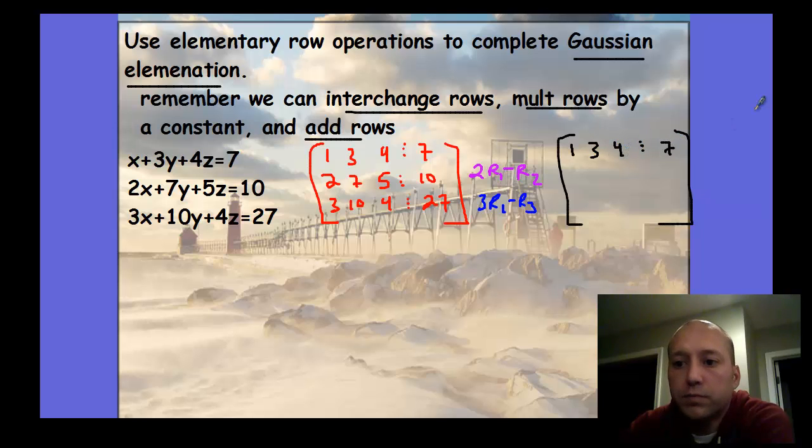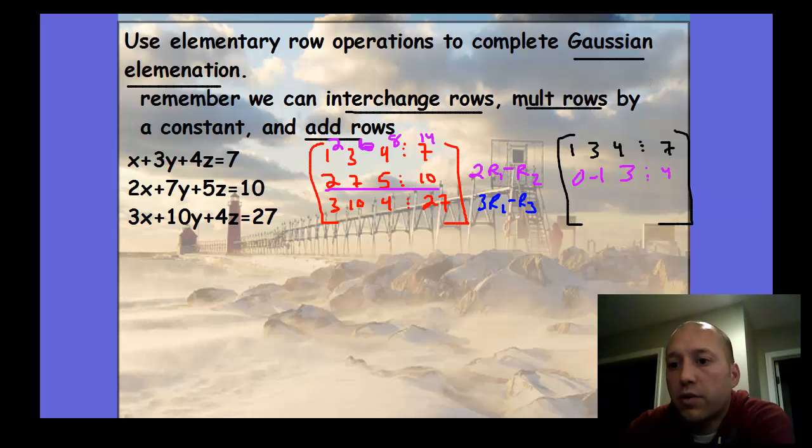Our second one, we're multiplying the first one by 2. So this is going to become 2, 6, 8, and 14. And then we're going to subtract the second row from that. So 2 minus 2 would be 0. So I'm going to hold that entry by putting a 0. 6 minus 7, so negative 1. 8 minus 5, so 3. And then 14 minus 10, 4.